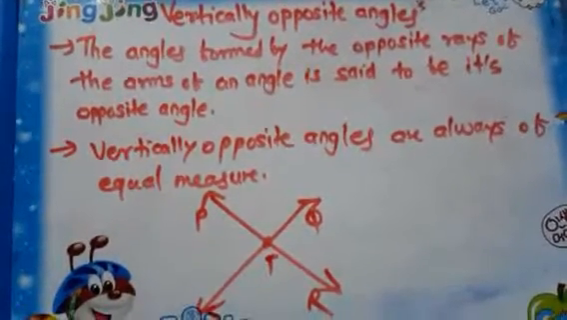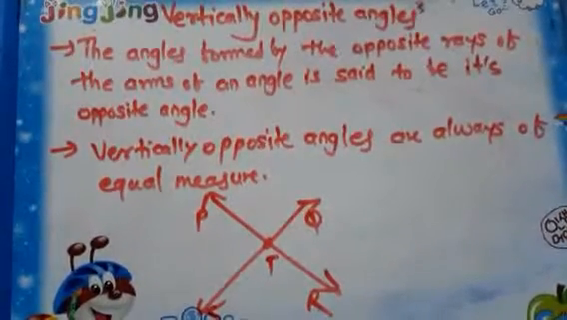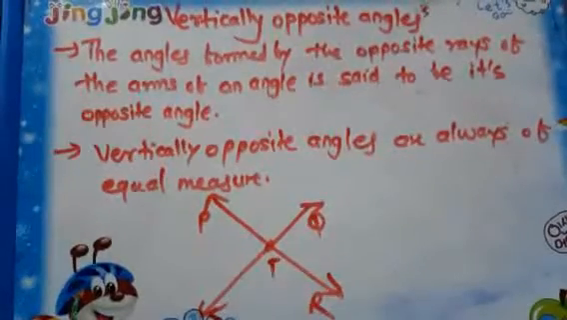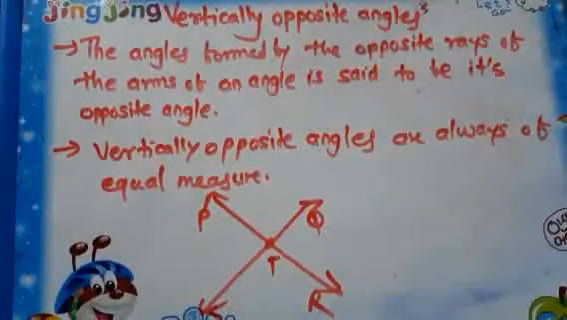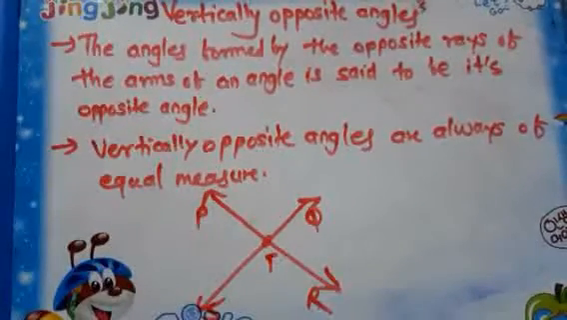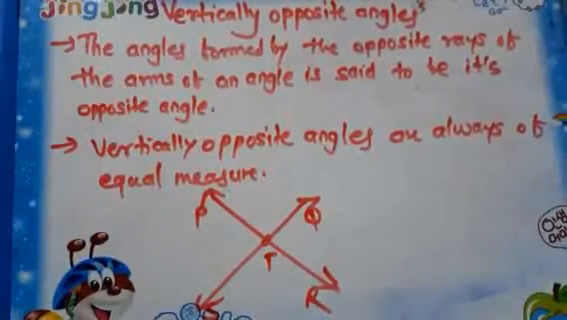They can be defined as the angles formed by the opposite rays of the arms of an angle, said to be its opposite angle. Also, vertically opposite angles are always of equal measure.